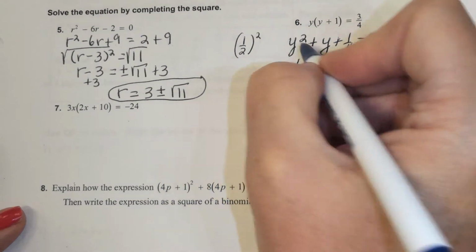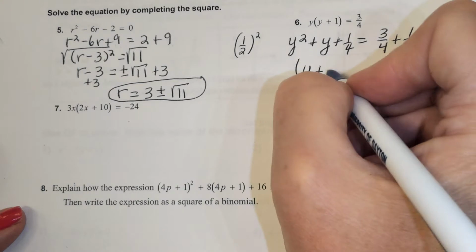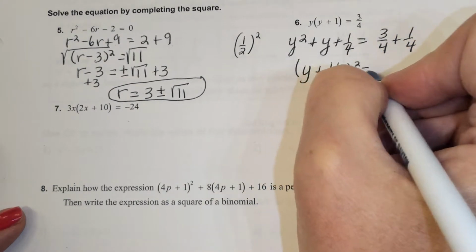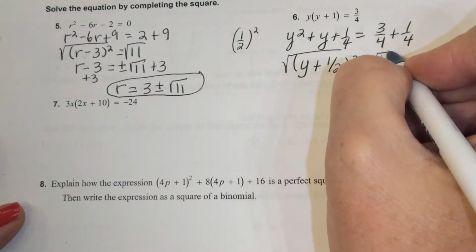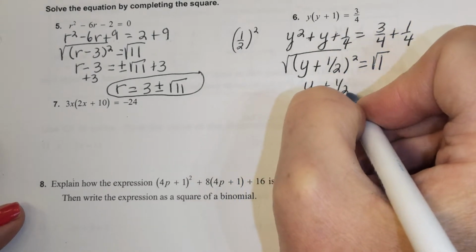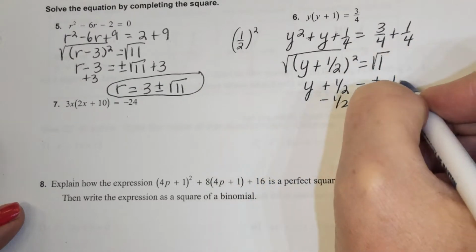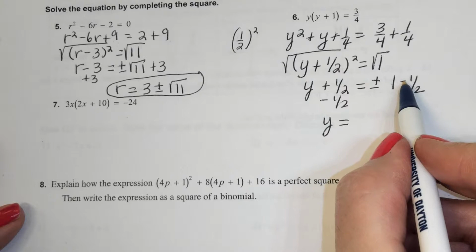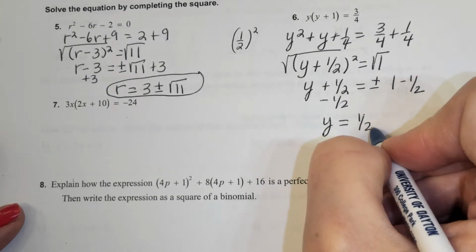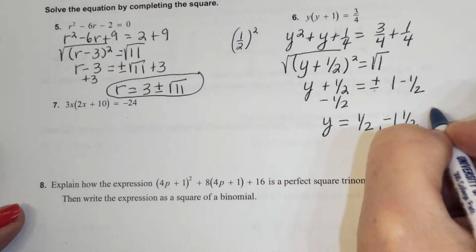So now the way this is going to factor is square root, first sign, square root, equals 1. Take the square root of both sides. Y plus 1/2 equals plus or minus 1. Subtract 1/2. Positive 1 minus 1/2 is 1/2. Negative 1 minus 1/2 is negative 1.5.